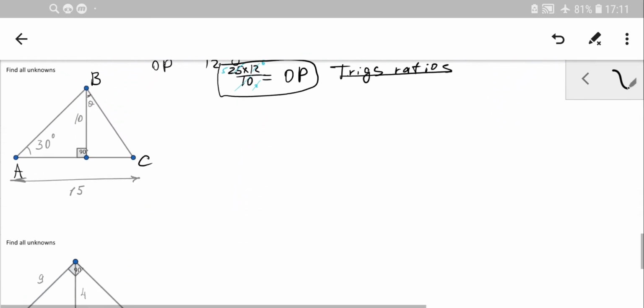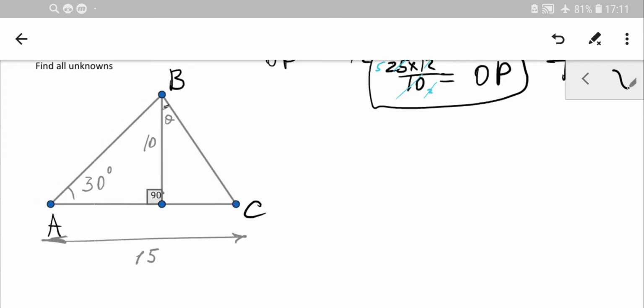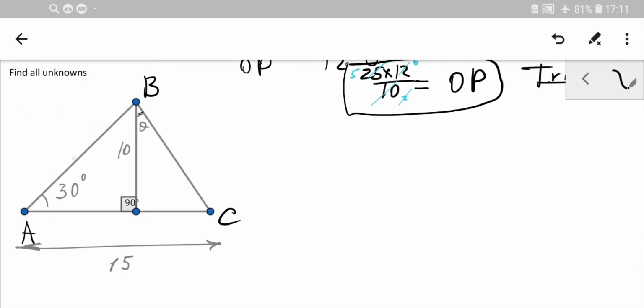So let's go next. We've got this: find all unknowns in the triangle ABC. We've got the bottom side 15. We've got this side is 10. Let's put a letter D here. And we need to find all unknowns. So we need to find theta, this small angle. And we need to find what?